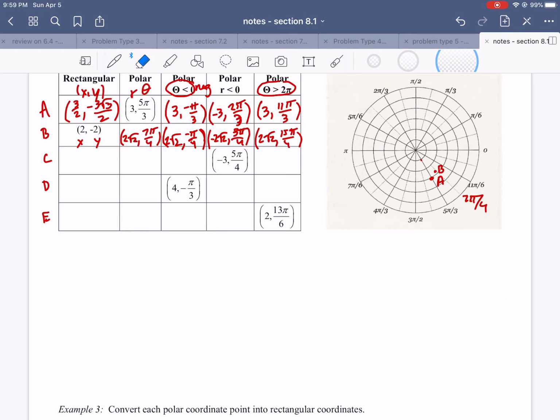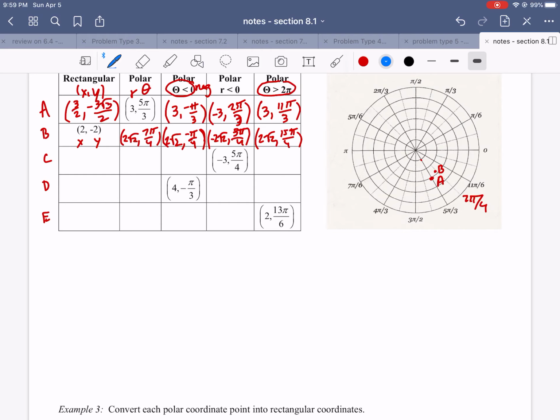And maybe we should try a different color at this point, just to give it some contrast so that we can see what's going on. So polar, in letter C, we're given polar coordinates with a negative radius. Okay, so negative 3 and 5 pi over 4. Let's just go ahead and plot that real quick.